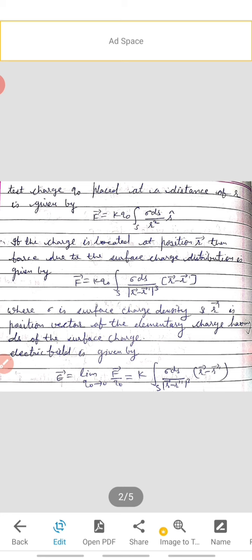Now, electric field is defined by E is equals to limit q naught tending to 0 F divided by q naught. This is the formula for electric field. And if we put the value of F, then we get E is equals to K into surface integral sigma ds divided by modulus of r minus r dash whole cube into r minus r dash. This is the electric field due to a surface charge distribution.